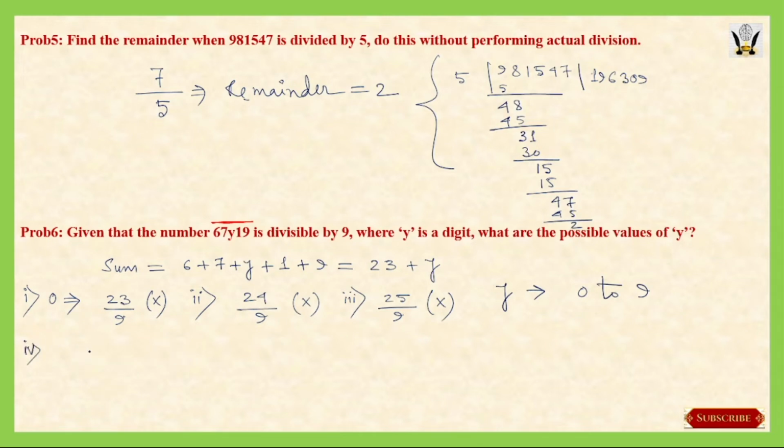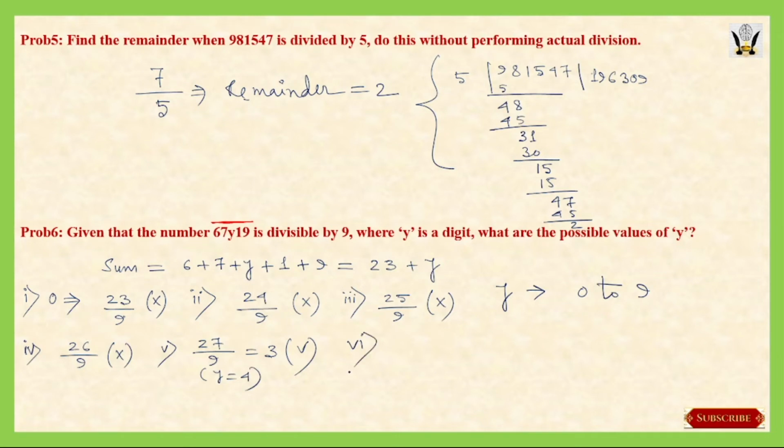The next value of y is 3, so it will be 26. 26 is not divisible by 9. Then the next value is 4. 23 plus 4 is 27. 27 divided by 9, the quotient will be 3 and there will be no remainder. That means the first possible value of y is 4.